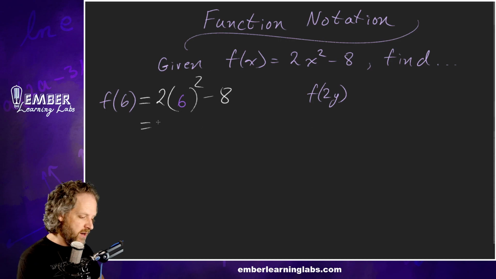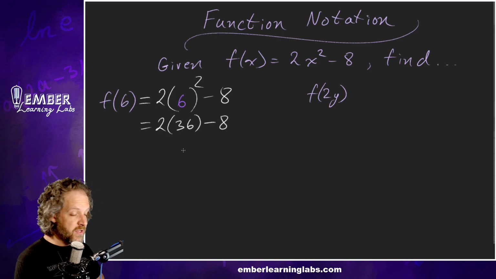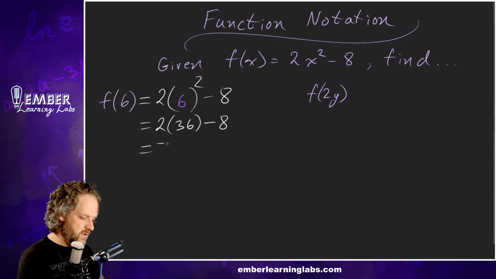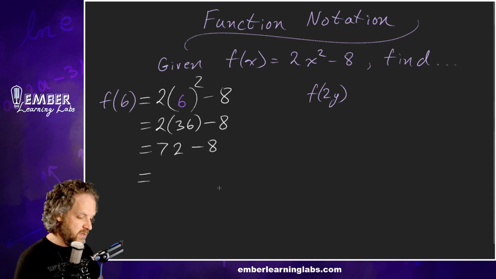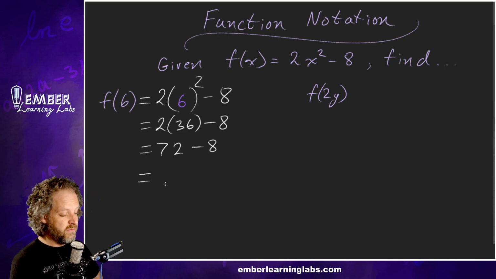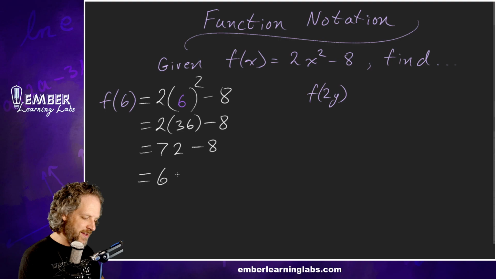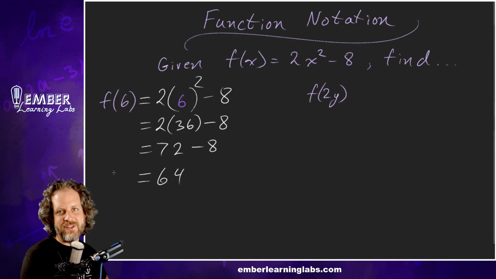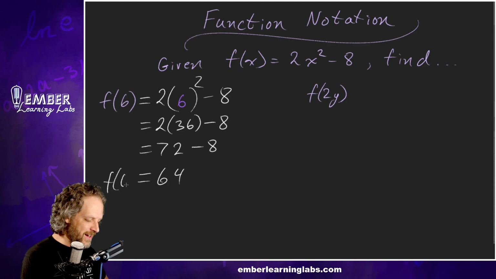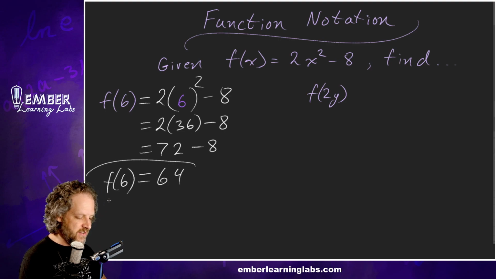So 6 squared is 36. And then bring down our minus 8. 2 times 36 is 72. And then bring down minus 8. 72 minus 8 is what? 64? Does that sound right? And 64, looks right to me. If it's not, let me know in the comments, or in class or something. So f of 6 is 64.